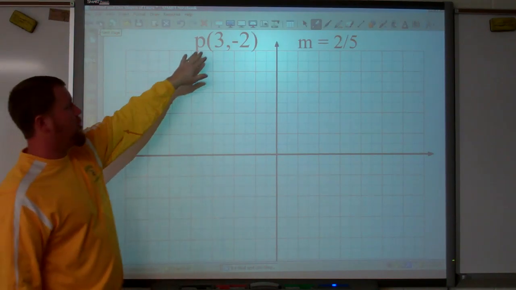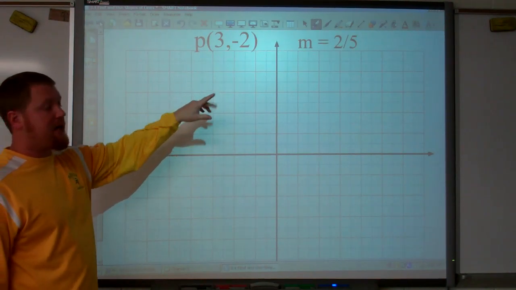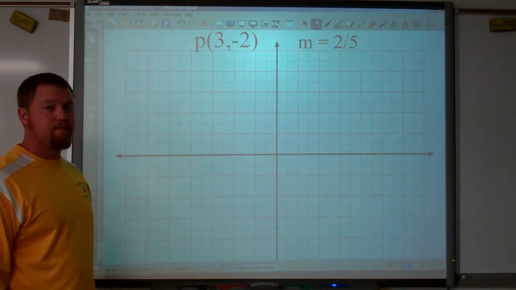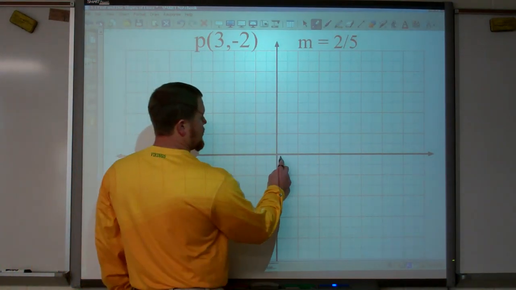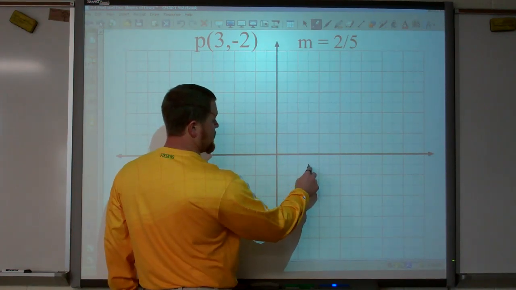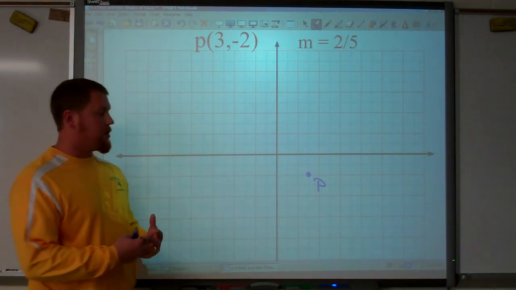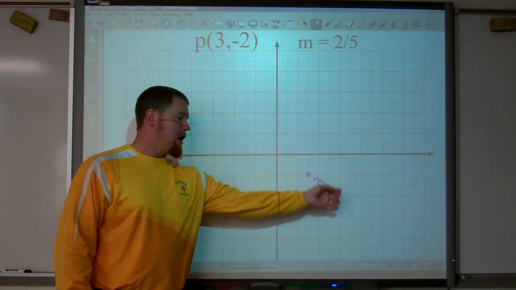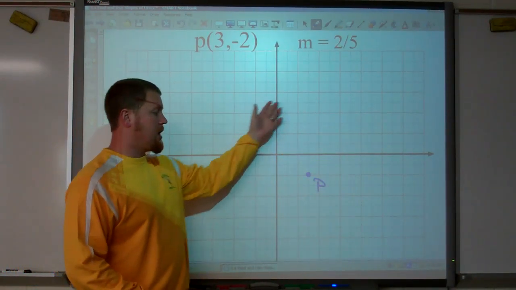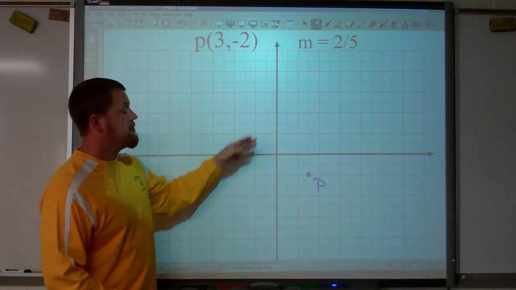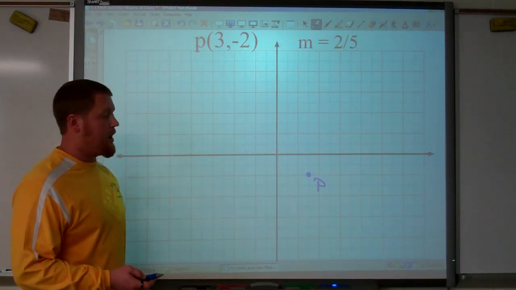Here, if I have point 3, negative 2, and I have slope 2/5, can I graph the line that goes through that point and has that slope on the coordinate plane? Alright, so point 3, negative 2, go to the right 3, 1, 2, 3, and then down 2, 1, 2. There's point P. Now, how do I graph the line? Because through one point, how many lines can we draw? Infinitely many, right? You can draw any line you want to go through that point. Now, we need a specific line. We need the line that has this slope, 2/5. How do we do that?